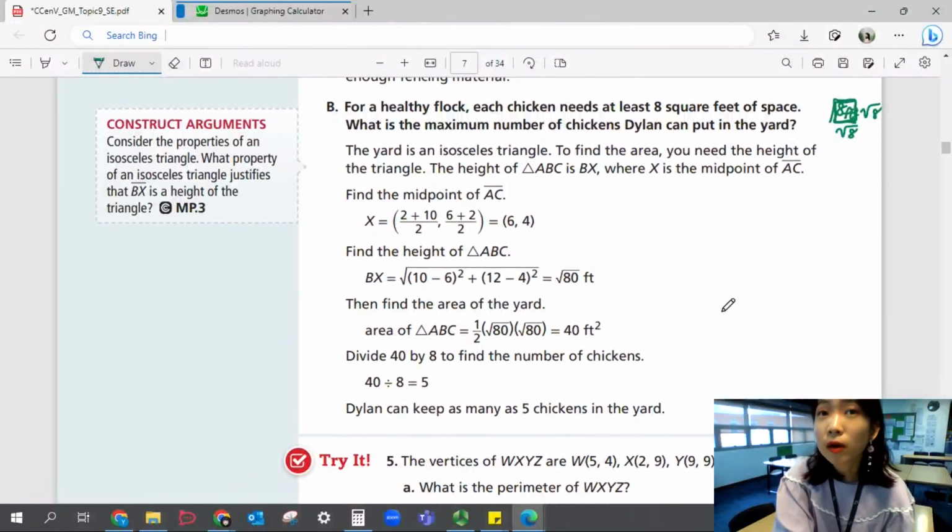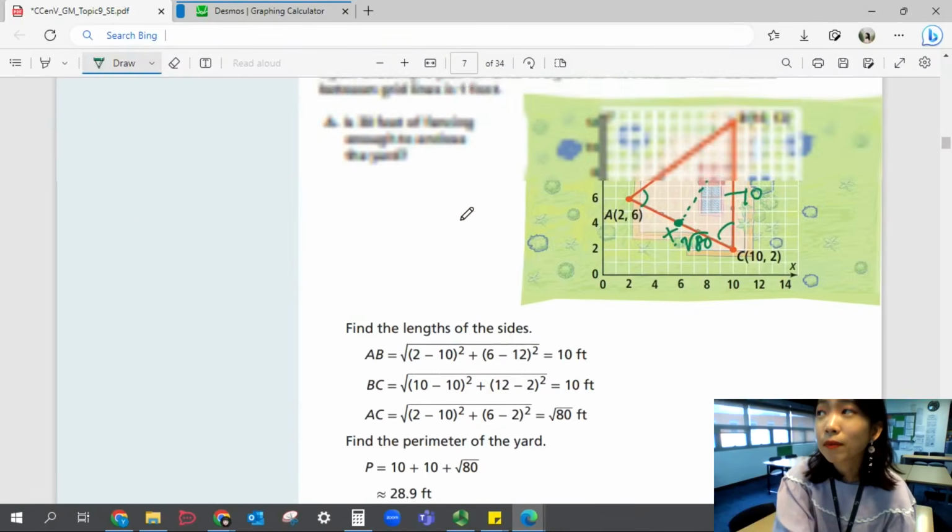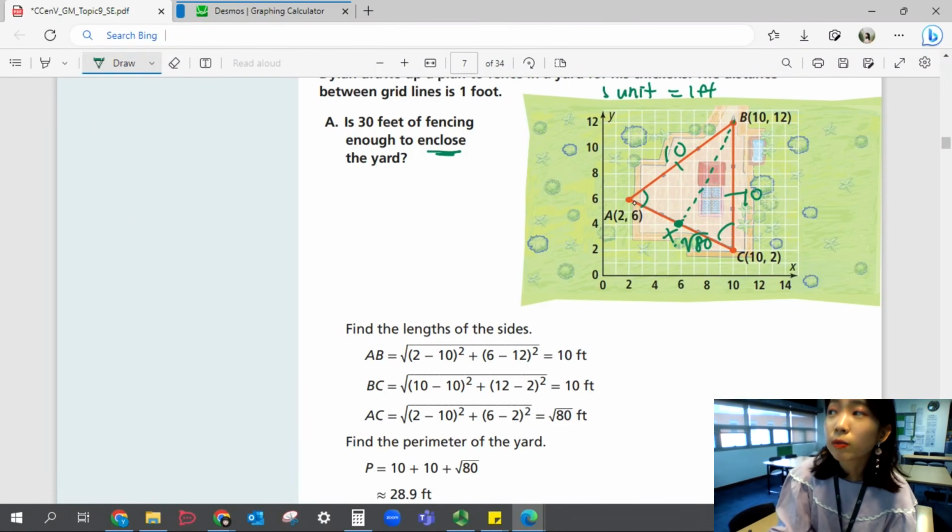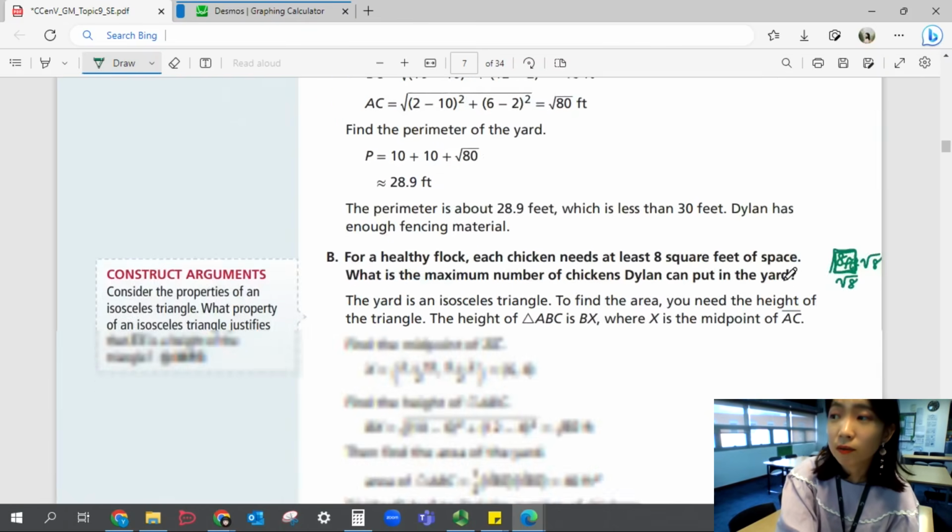Okay, so figure out the midpoint using the midpoint formula, which is x of 1 plus x of 2 divided by 2. Add the x values together, divide by 2. Add the y values together, divide by 2. And that's going to be 6, 4. Right? 2 plus 10 divided by 2 is 6. 6 plus 2, 8 divided by 2 is 4. So this is the midpoint of AC, 6, 4.